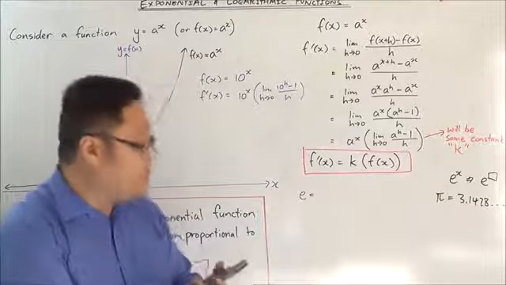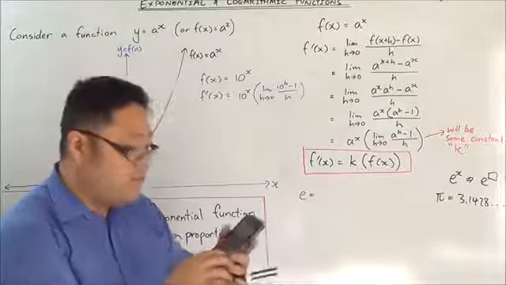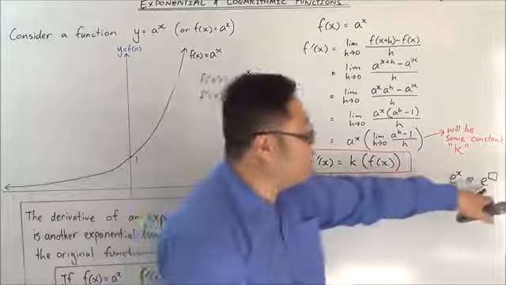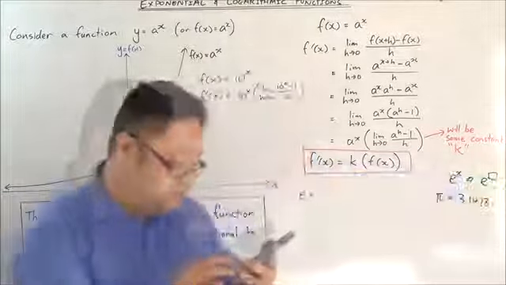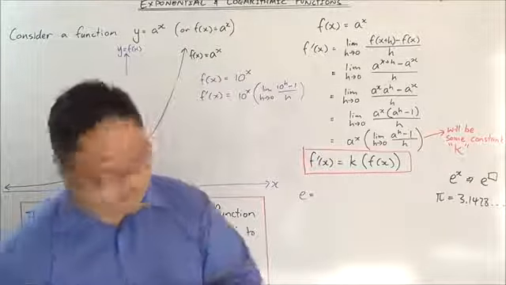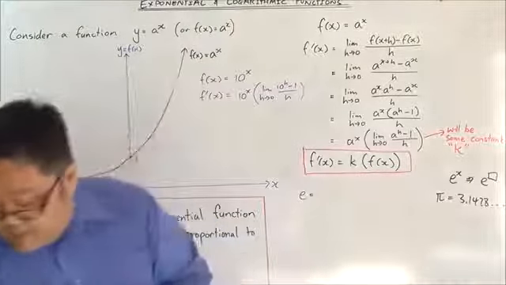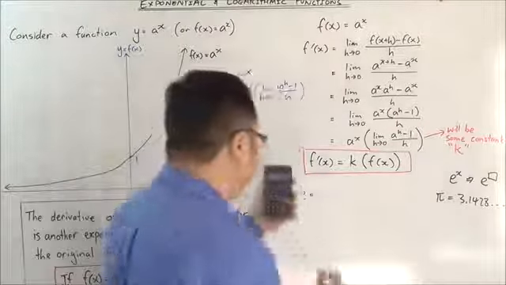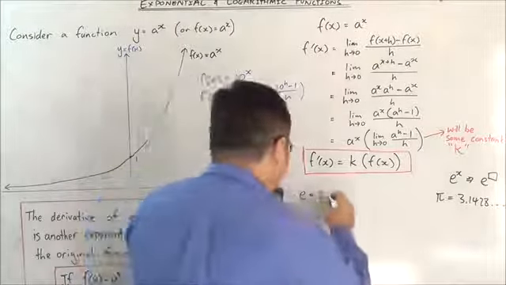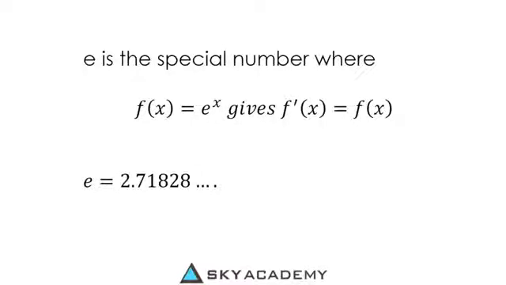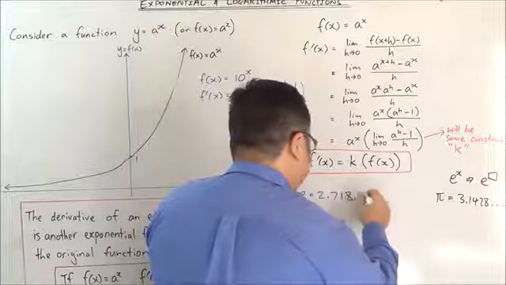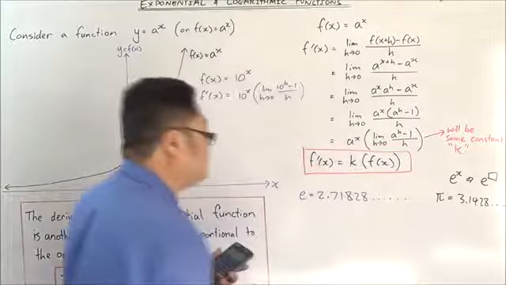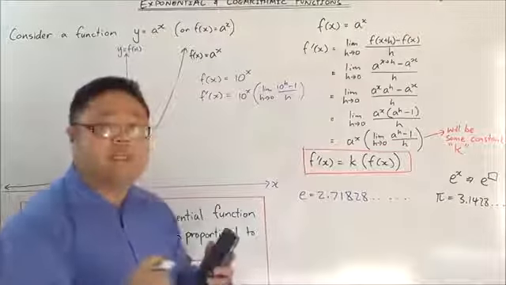So let me just go through what e would be. Basically, what I want you to do is put e to the power of 1. And e is the number, let me just get a blue pen. e is the number, and I put it in the calculator, 2.71828 ... Okay, so e is a very special number.